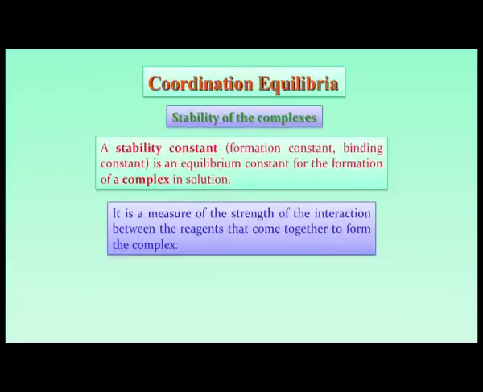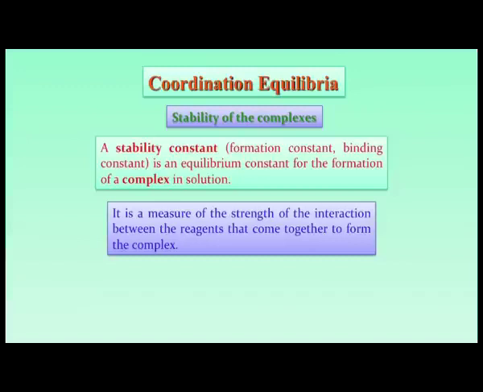This gives us a good idea about coordination equilibria, which tell us about the stability of the complexes, how stable those complexes are, because we have to move the equilibria from left to right in different steps. So, we can consider this the stability constant. Another name for the stability constant is the formation constant, because we are talking about the formation of the complexes and the binding also.